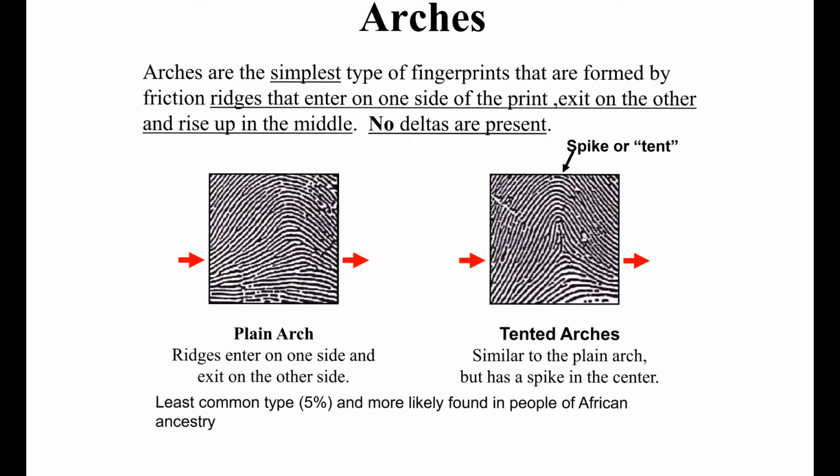So if you follow my pen, remember each of these little black lines represents the ridge. So these ridges come in this way, they go up in the middle, they go out that way. These ridges do the same thing. They come in this way, they go up in the middle, they go out that way. Now the difference between the two kinds of arches has to do with how much of a point the top part of the arch comes to.